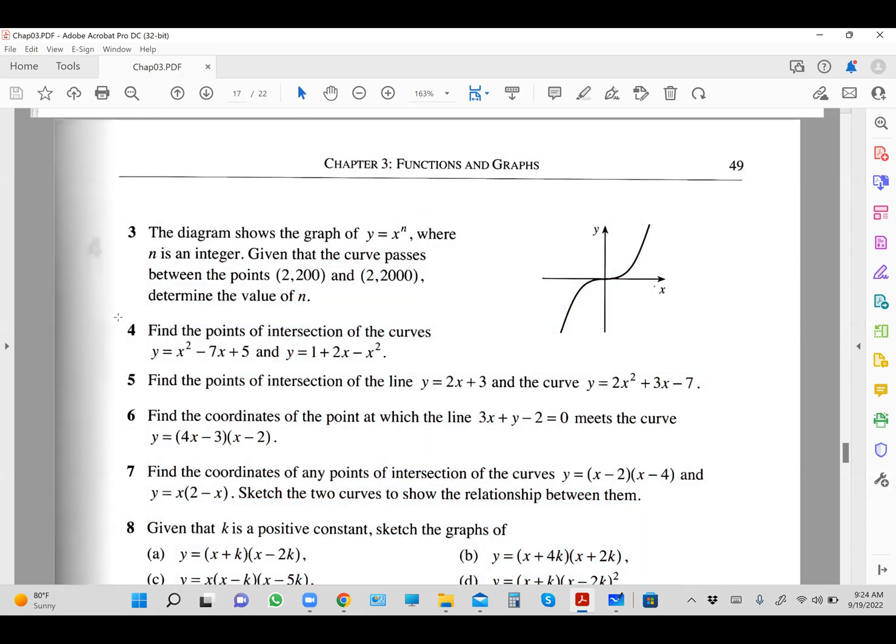Then they ask again, find a point of intersection of this other one. Find the coordinates, a point at which the line meets the curve. They have a few questions here which we should discuss. Let's take a look at number 5. I think number 5 is interesting. This is the same thing as number 4.